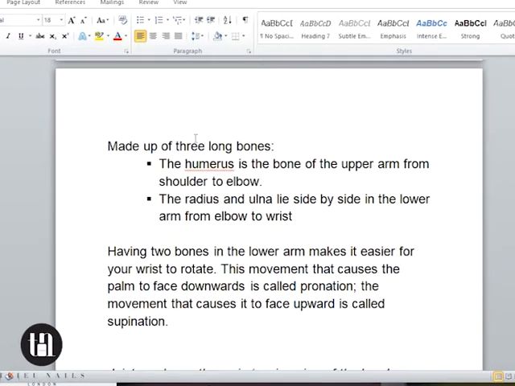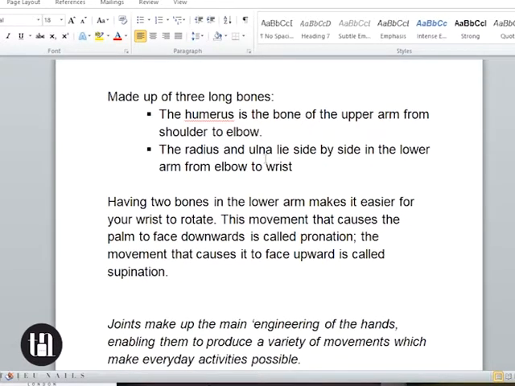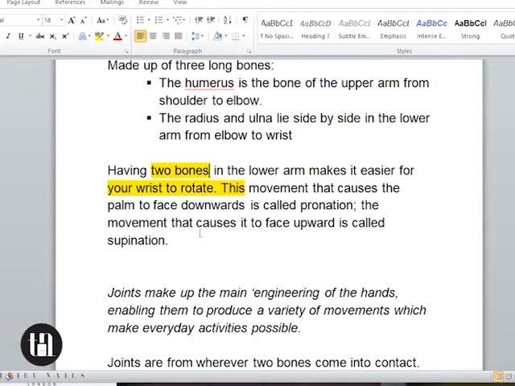Your arm bones are made up of 3 long bones. The humerus is the bone in the upper arm, from the shoulder to the elbow. Then you have the radius and ulna lying side by side in the lower arm from the elbow to the wrist. Having 2 bones in the lower arm makes it easier for your wrist to rotate. The movement that causes the palm to face downwards is called pronation, and the movement that causes it to face upwards is called supination. Maybe worth noting: upwards is supination.